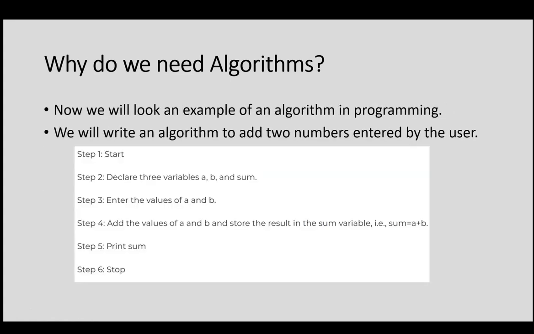But again, now if I take one more example of an algorithm in programming, this algorithm is nothing but to add 2 numbers which are entered by the user. So first of all, what is step one? We have to start things. Then step 2 is you declare the 3 variables.